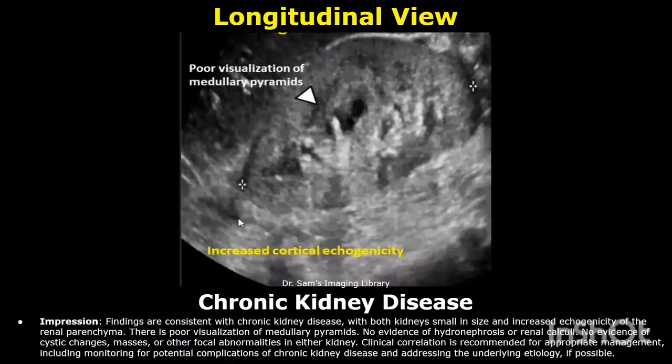This is the impression. Findings are consistent with chronic kidney disease, with both kidneys small in size and increased echogenicity of the renal parenchyma. Also, there is poor visualization of medullary pyramids.